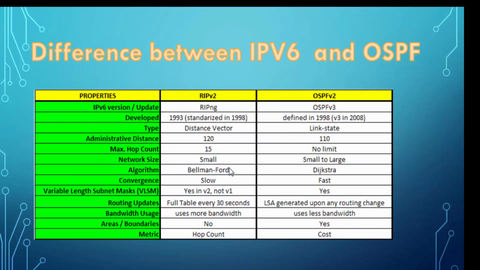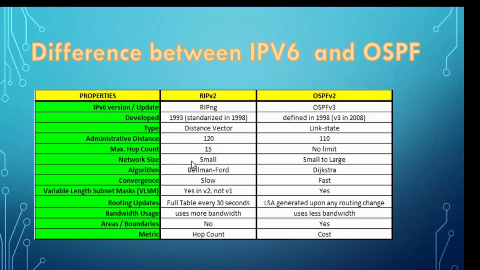Basically, RIPv2 or RIPng, which stands for next generation, is the IPv6 version, and the other one is OSPF. They were established at different times, 1988 for RIP. RIP is a distance vector protocol, and the other one is link state. The administrative distance, which you already know, is 120 for RIP and 110 for OSPF. The maximum hop count is 15. Remember that we mentioned that after 16 is infinite, and the other one has no limit.